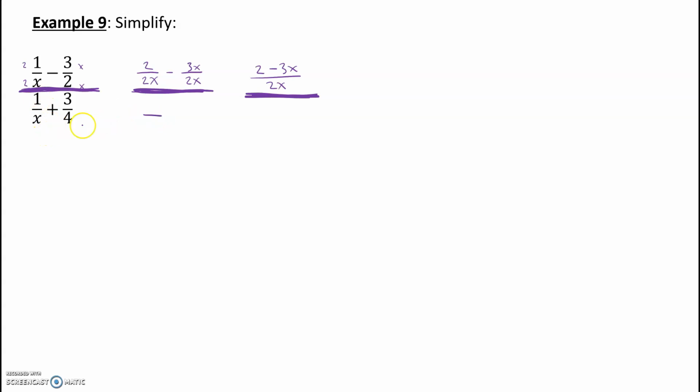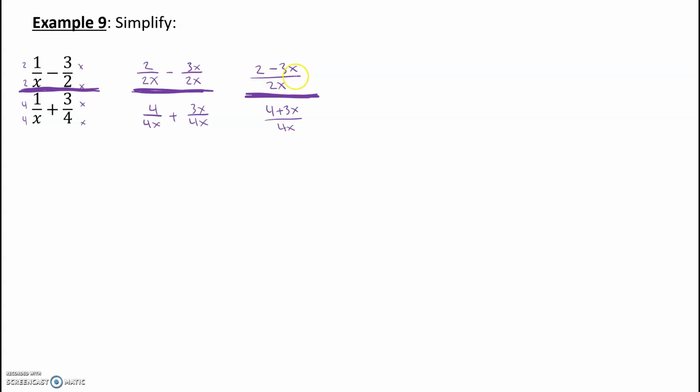So let's look at the denominator. It looks like our common denominator down here would be 4x. So to get 4x, I would have to multiply top and bottom by 4. And here I would have to multiply top and bottom by x. So 4 times 1 is 4 over 4x. And 3 times x is 3x over 4x. And now that we have our common denominator, we can add: 4 plus 3x over 4x.